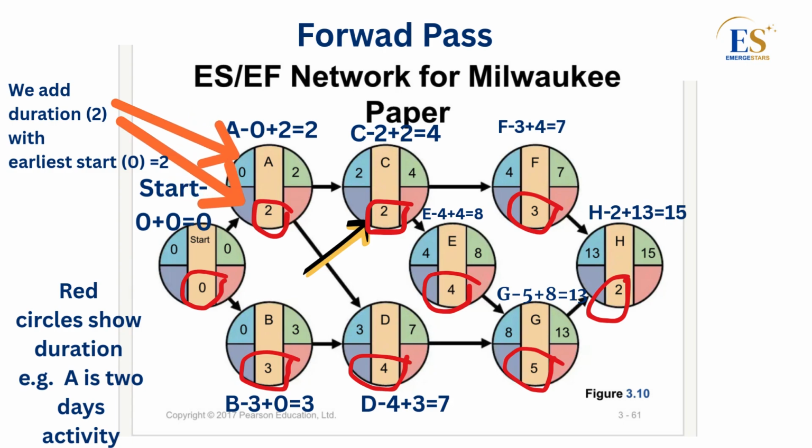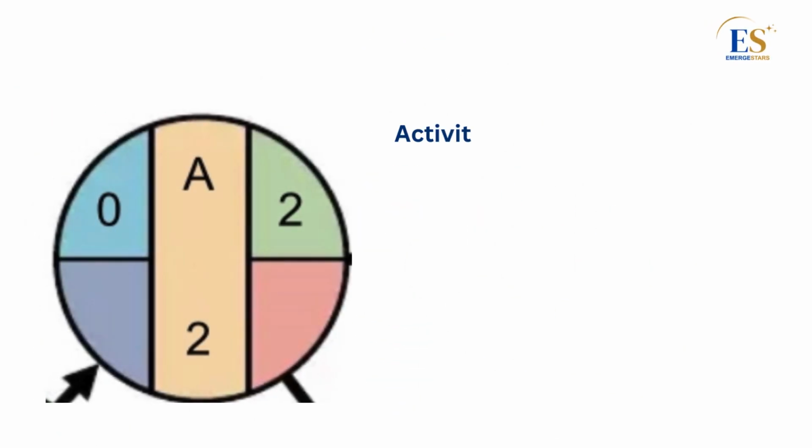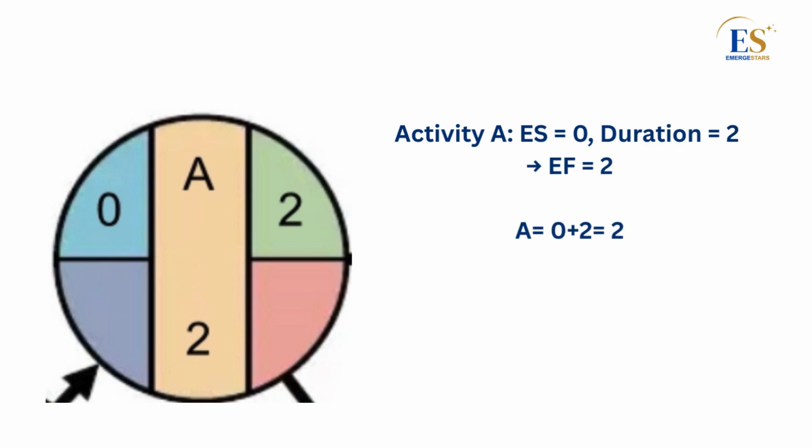Now begin with the forward pass to calculate the earliest start, that is, ES, and the earliest finish, that is, EF, for each activity. We'll move through the project network step by step. Activity A starts at time 0 because it's the first task in the project. The duration is 2 weeks. So we calculate EF by adding ES plus duration. That's 0 plus 2 equals 2. Therefore, the earliest finish for Activity A is 2 weeks.